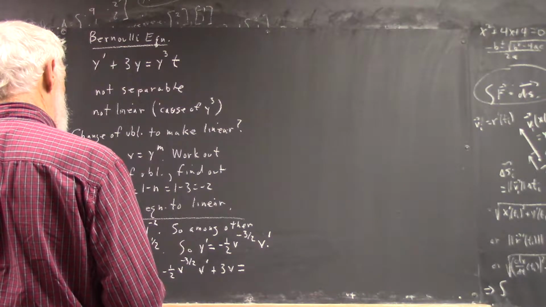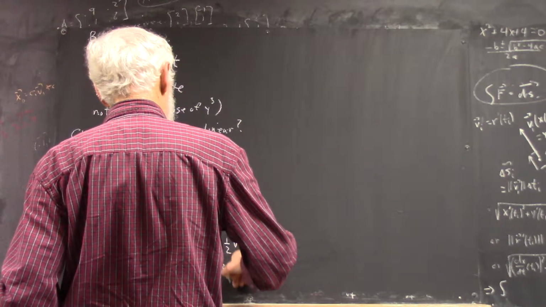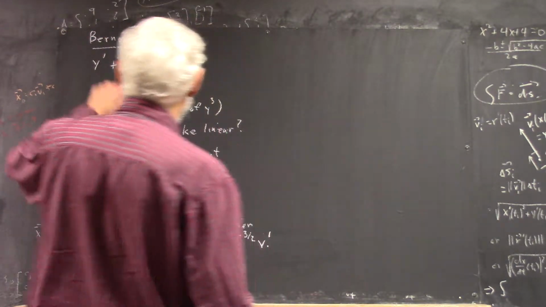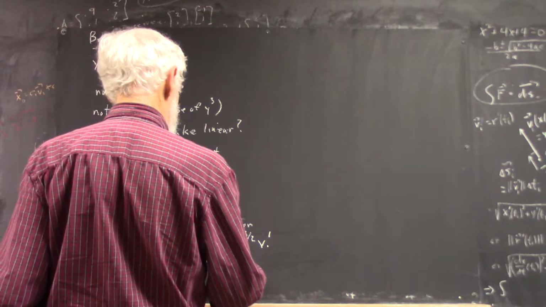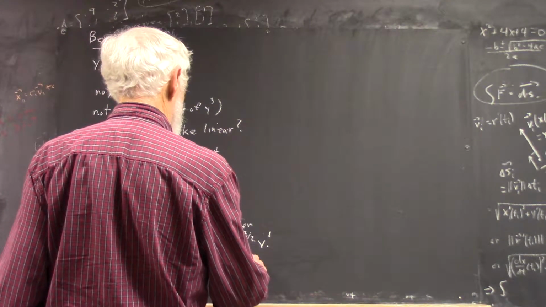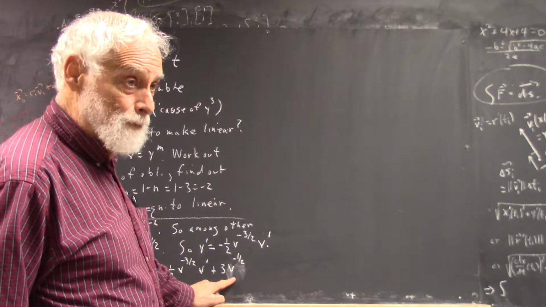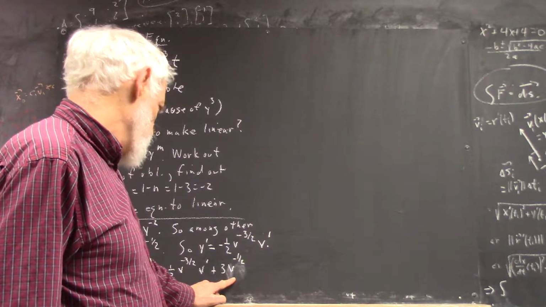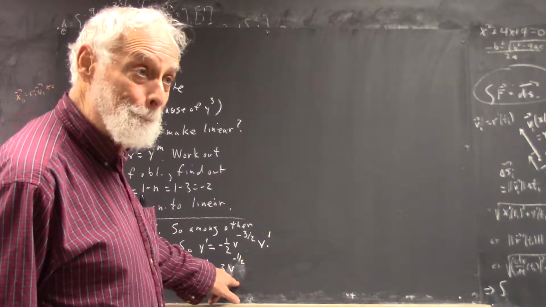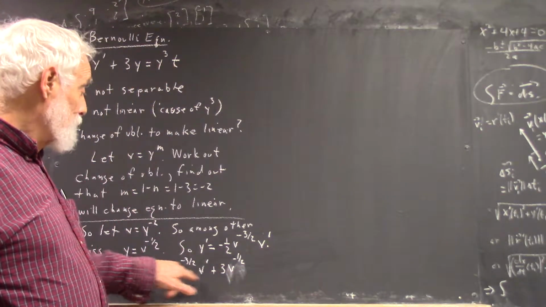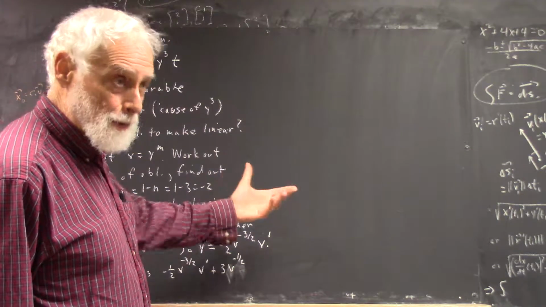Oh, wait a minute. It's 3y. And 3y is going to be 3 times v to the negative 1/2, right? Because what's going to happen is this term is just going to become v, which is better if it's going to be linear. When I looked at that, I said, that's not going to become v. When I multiply this by v to the 3/2, I ain't going to get v. But now I am. So this times this is going to equal just v, so we're going to have a v prime plus a v. Nice and linear.